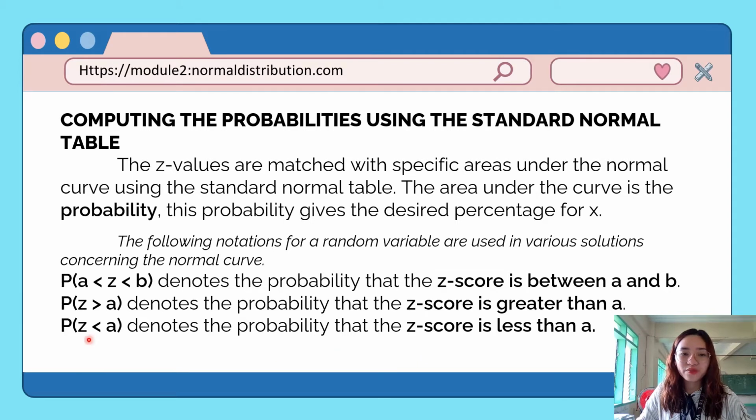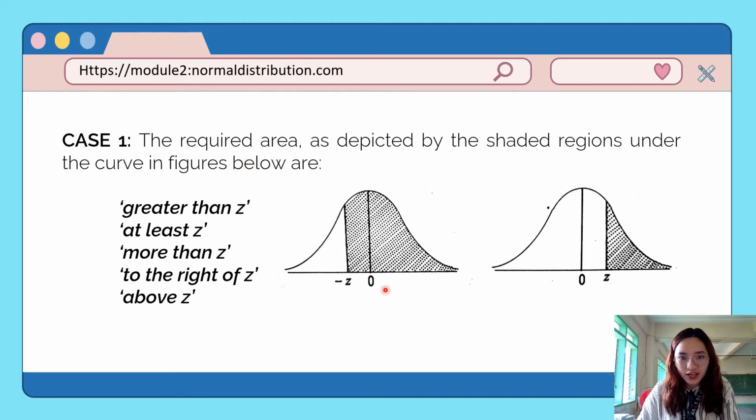So we will have different examples of all the cases that we might encounter in interpreting the probabilities of a standard normal variable. Yung first case natin, ang required area ay ito. Yung mga shaded region natin, yung mga to the right ng ating negative z and yung to the right ng ating positive z. So ito yung mga terminologies that will describe these regions: greater than z, at least z, more than z, to the right of z, at yung above z. Okay, so let's have an example on each case.